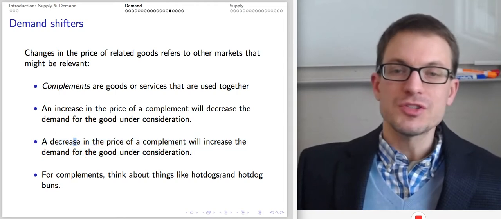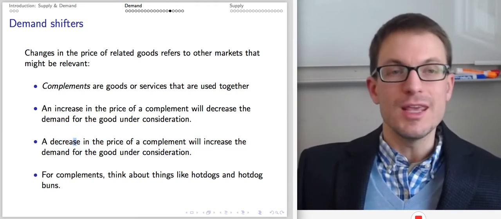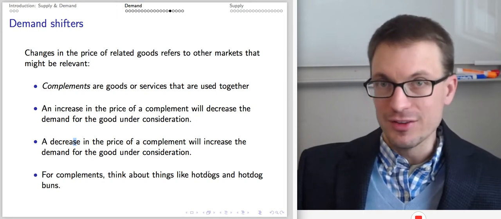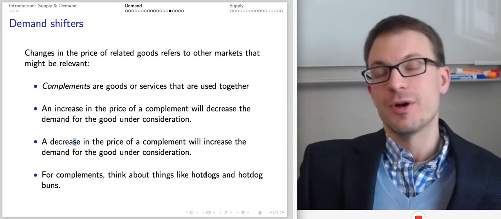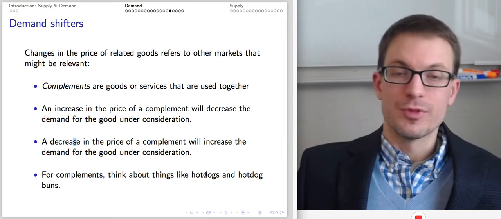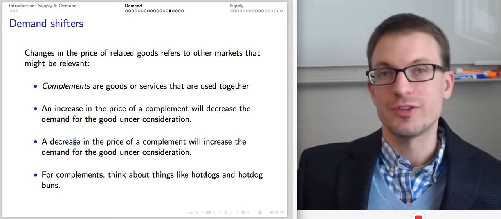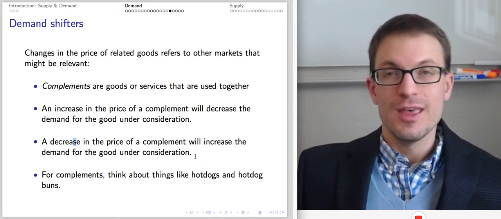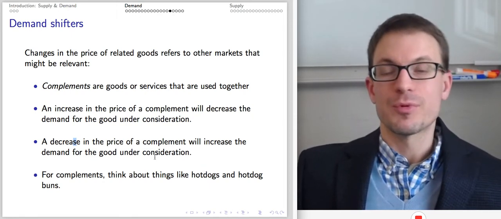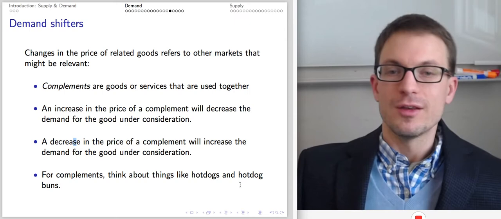So if the price of hot dogs falls, we're going to get an increase in quantity demanded of hot dogs, which means we're going to need more hot dog buns. So regardless of the price of hot dog buns, at every single price, we're going to get an increase in quantity demanded of hot dog buns. And because we're getting that at every single price, that is an increase in demand.